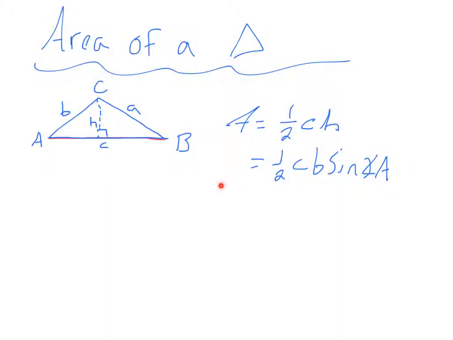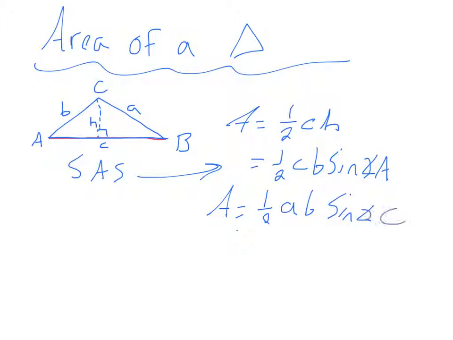I just plug it into this formula, right? And that would give me side, angle, side. If I have side, angle, side, then I can use this formula. And through the same derivation, I would find that the area can also be found from 1/2 AB sine of angle C. So let's say that I knew B, A, and the angle between, SAS. Then I could use this formula. And the same derivation would give me 1/2 AC sine of angle B.